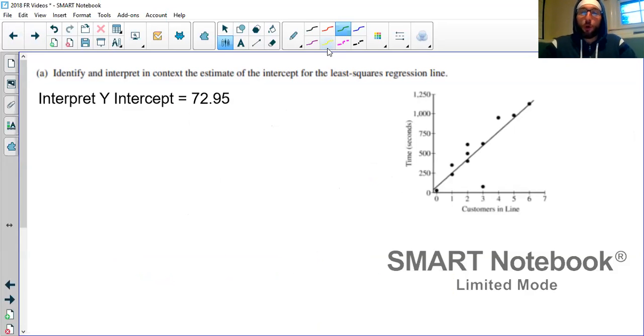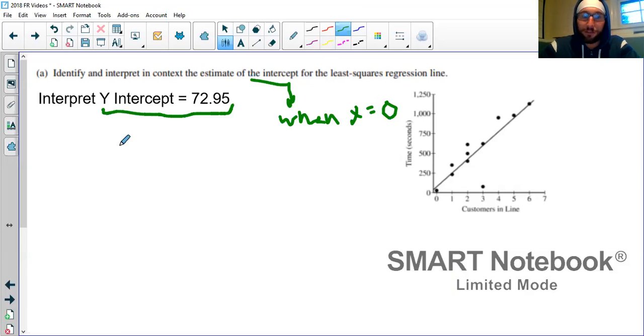Like we got to do that for all the functions. So the y-intercept always occurs when the x value is 0. Right? We know that from back to our days of algebra 1, just graphing a linear function. So what this is saying is the y value is 72.95 when the x value is 0. And to interpret the y-intercept, now we just got to change the x and y to context.